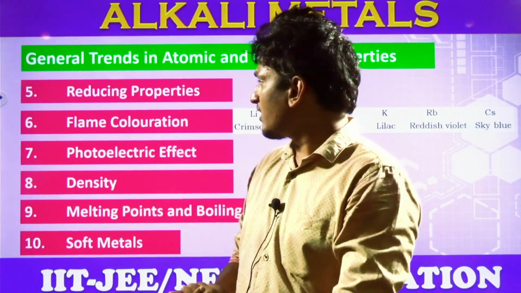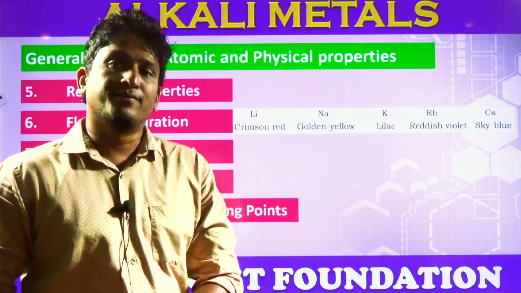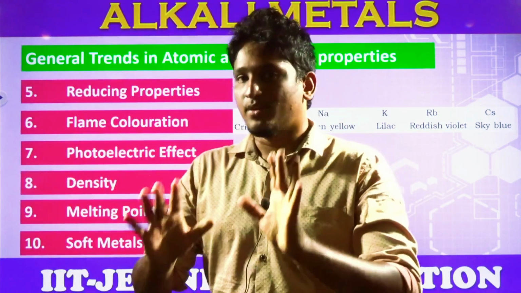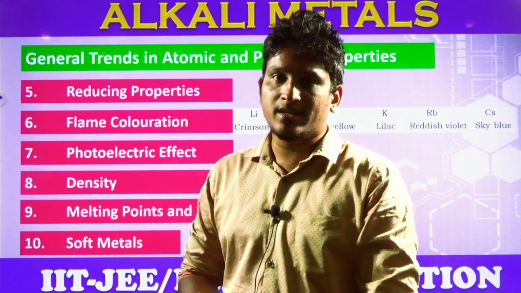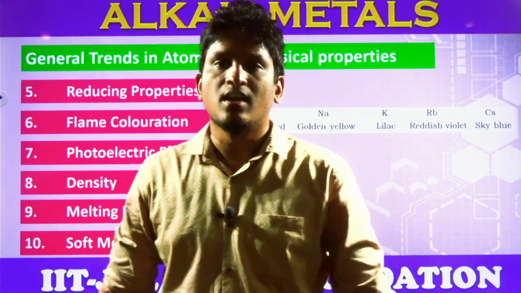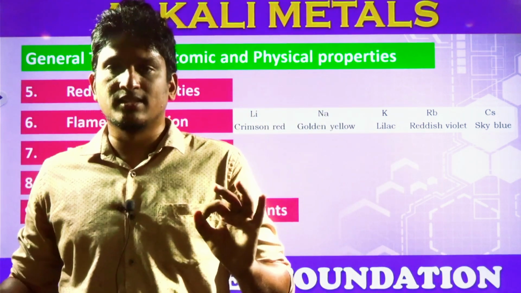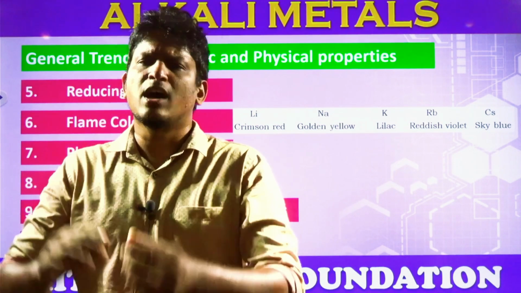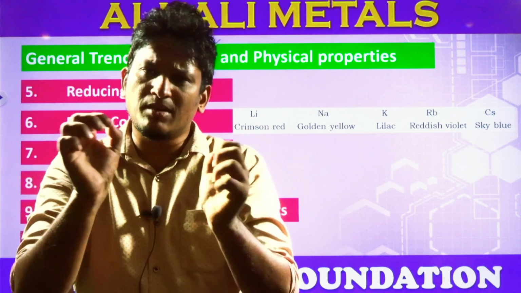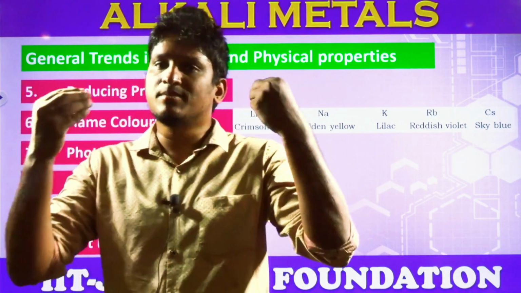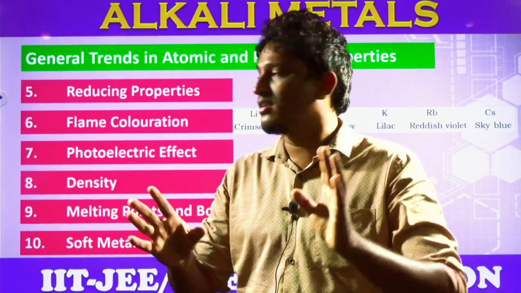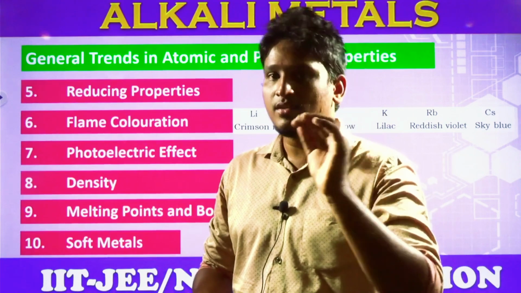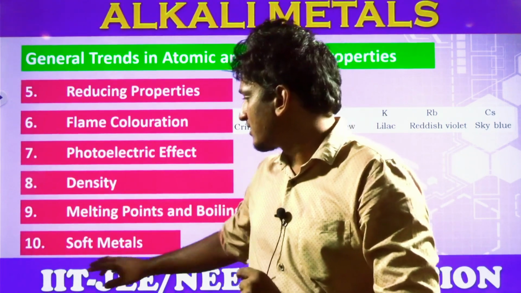Next, flame coloration. Flame coloration means, students, first of all, what is the color of all the alkali metals? Almost all the metals are silvery in color except gold and copper, and almost like a silver tint or a little bit of gold tint. That's it. Maximum they're silvery in color only. Take any metal. So alkali metals are also silvery in color. They're soft metals. We'll discuss that point here.